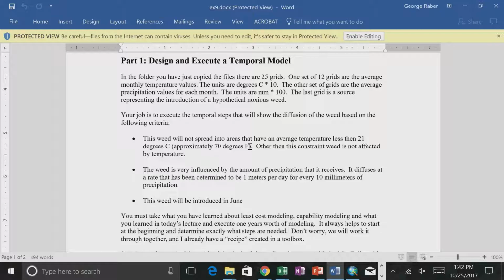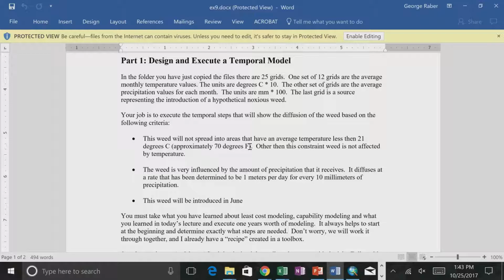Okay. So for the lab, we're going to execute temporal steps that will show the diffusion of the weed based on the following criteria. It's not going to spread into areas that have an average temperature less than 21 degrees. It's just not going to spread there. That's what type of capability suitability? That's a barrier to diffusion. Okay? Less than 21 degrees Celsius, it won't go there.